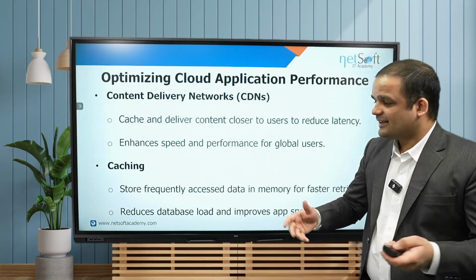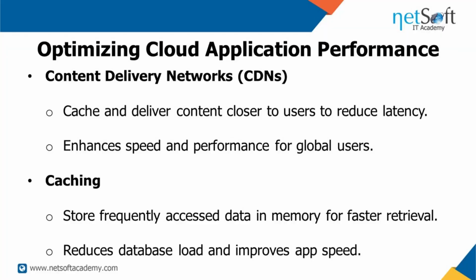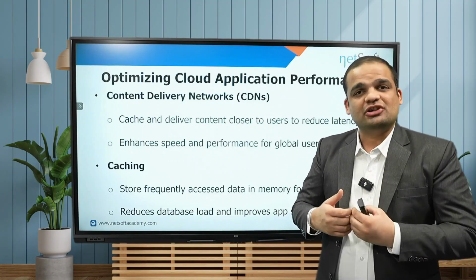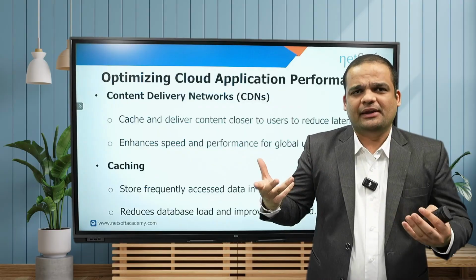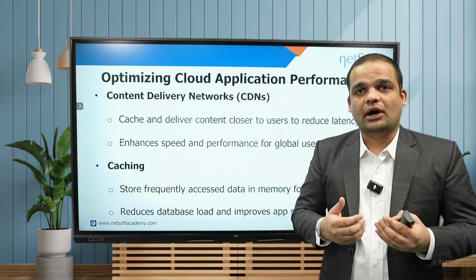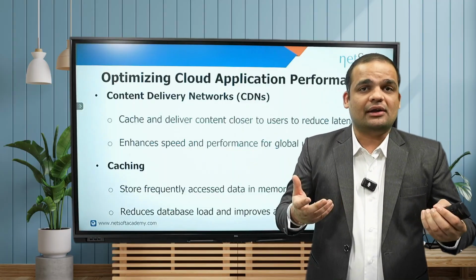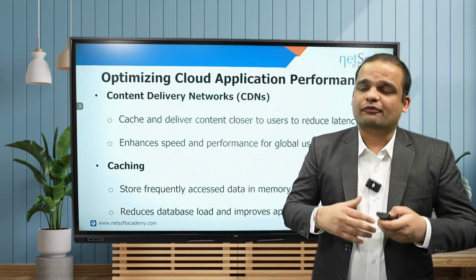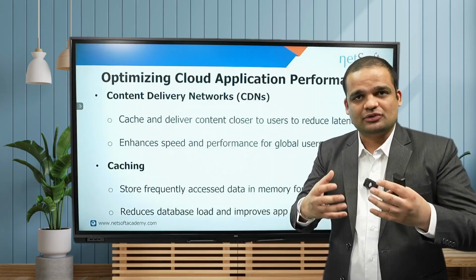Now, the next one is caching. Caching involves storing frequently accessed data in memory for faster retrieval. By reducing the need to repeatedly query the main database at the backend, caching improves application response speed and reduces database load. Common caching solutions include Azure Cache for, let's say, Redis and AWS ElastiCache. All these are functionalities which help you take advantage of caching.